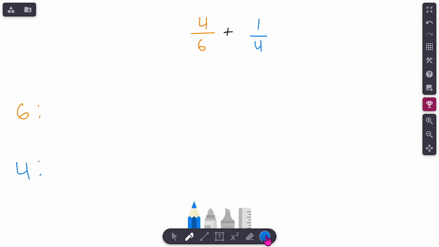Okay, so list out the multiples starting with 6. We're going to skip count. 6, 12, 18, 24. You're probably noticing how important it is to know your multiplication tables, and I cannot stress that enough. Okay, skip count by 4. List out the multiples. 4, 8, 12, 16.